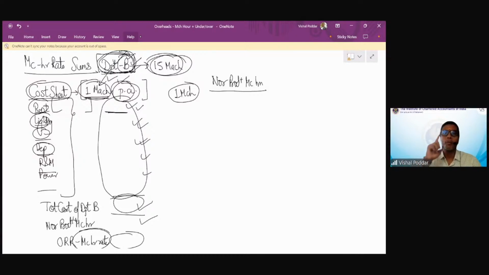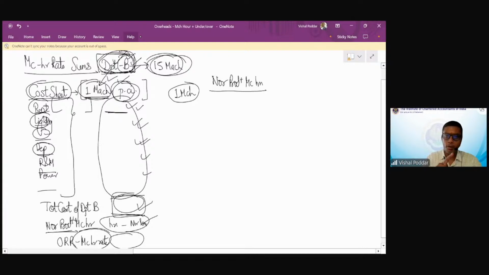When we want to find out per unit rate, per hour rate, that is the charging rate, in numerator we take the total cost. So this is your numerator. In denominator, what do we take? We take the total hours minus the normal loss. That is your normal productive.